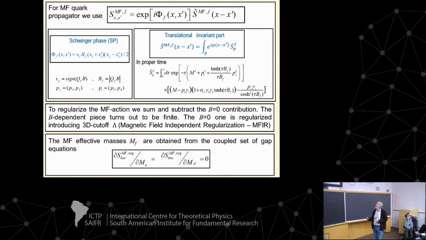Now, even at mean field level, I have to regularize the action, and I will use the magnetic field independent regularization that William discussed minutes ago. The only difference with his work is I will use a 3D cutoff for the vacuum instead of Pauli-Villars. But I will show, maybe if I have time, that results are basically independent of the particular way in which you regularize the vacuum. Now, the effective mass can be obtained from the set of gap equations.